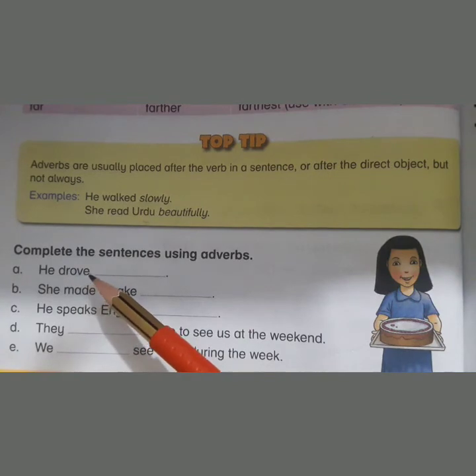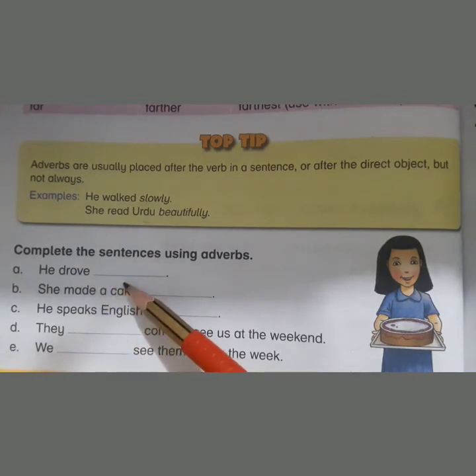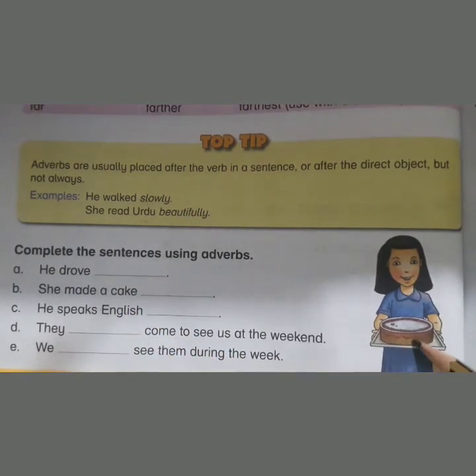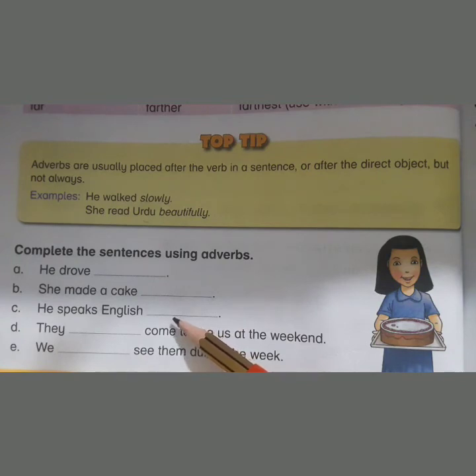Number one is: he drove. Now he can drive nicely, he drove carelessly, he drove recklessly, he drove fast, anything. Okay, next we have: she made a cake. Here is the cake. Deliciously maybe, nicely, hastily, quickly made. Next we have: he speaks English fluently, slowly, correctly.